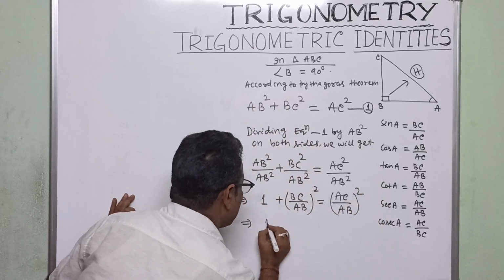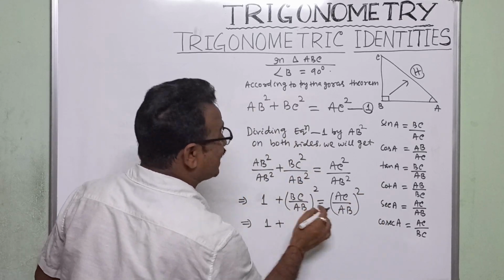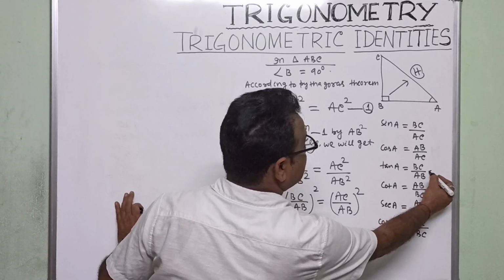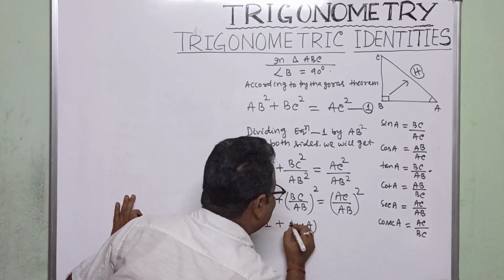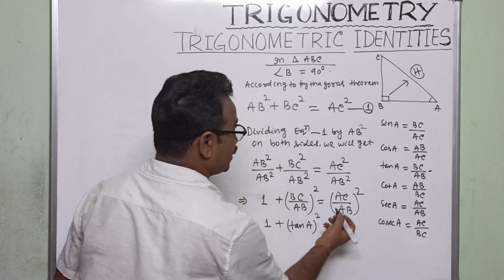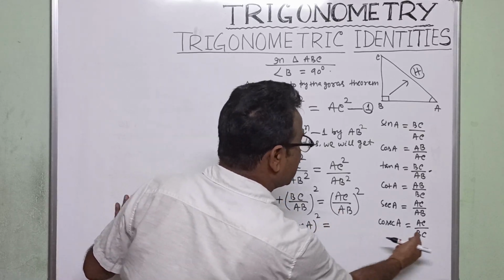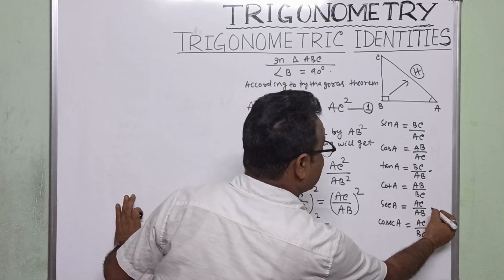That implies 1 plus tan A whole square, since BC by AB is tan A, is equal to (AC by AB) whole square, where AC by AB is sec A.